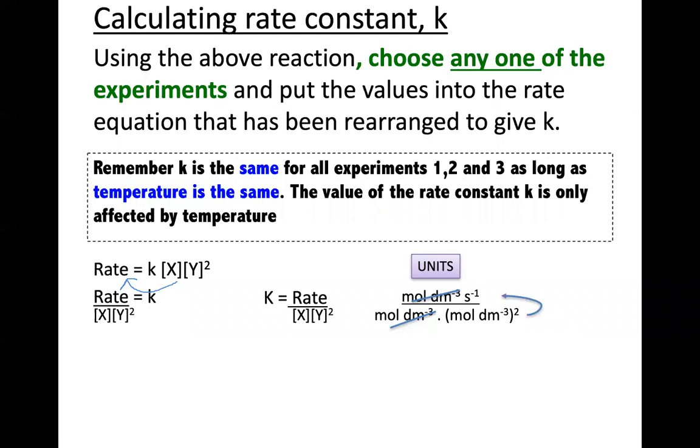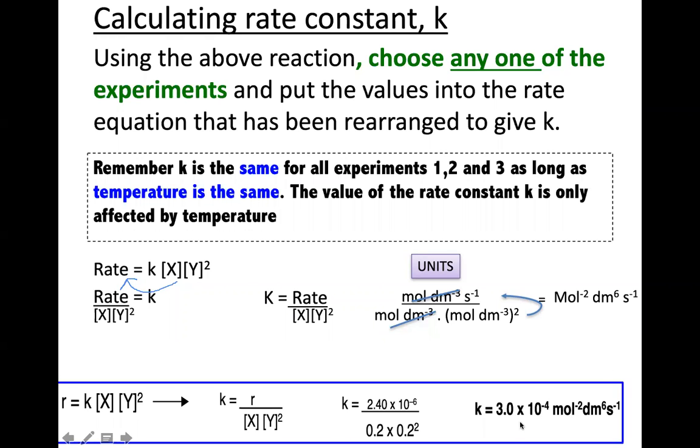And of course, you carry this up. It becomes mole minus 2 dm to the power of positive 6 and second to the power of minus 1. Is this okay for you? Yes. Okay, so you cannot memorize the units of K. I won't suggest you to memorize it. It's better that you work it out. But what you need to memorize is the units of rate. It will always be mole per dm cube per second.